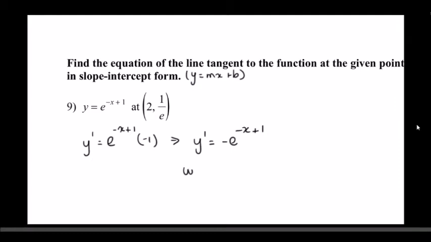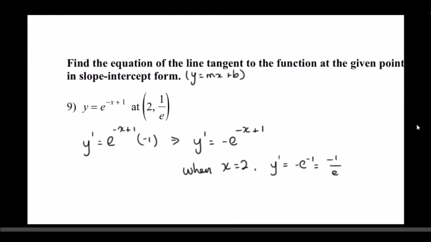Now, when x equals 2, y prime, we're going to plug in a positive 2 for that x. We're going to get negative 2 plus 1, which is negative 1. So we get negative e to the negative 1, or negative 1 over e. There's our slope.